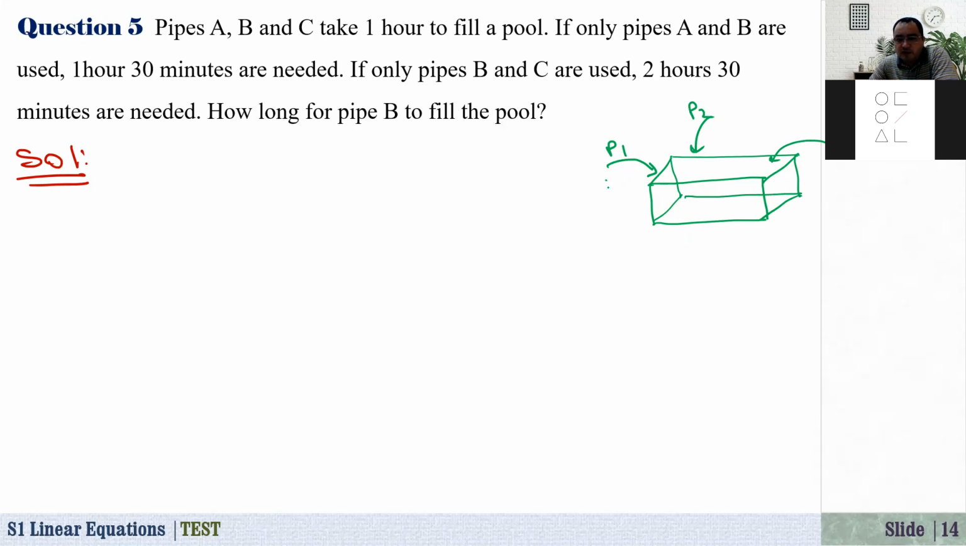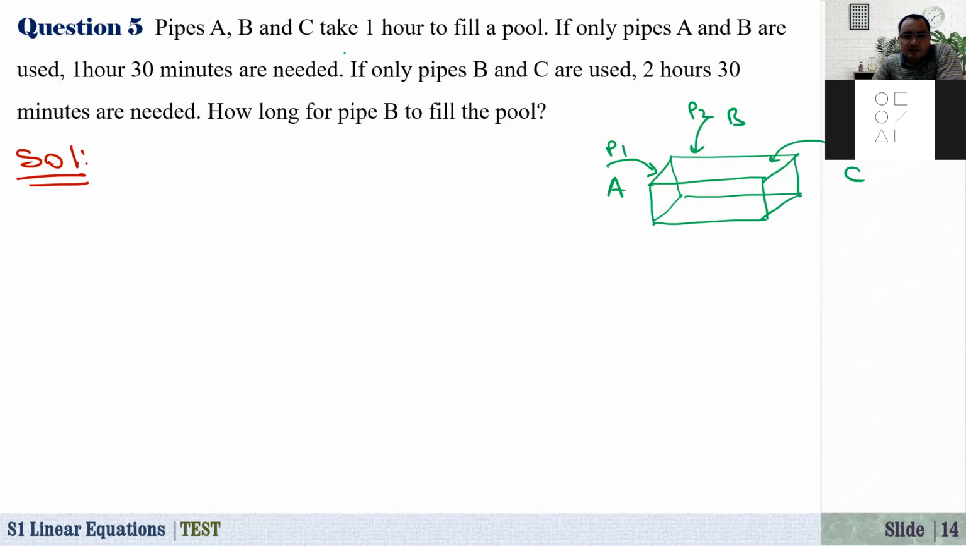Let's say the rate of pipe 1 is R1, the rate of the second one is R2, and the third one is R3. What does it mean? The rate means that from pipe 1, R1 liters of water pour into the container, or into the pool, in 1 hour. The second one is R2 liters of water into the container in 1 hour, and R3 liters for the third. So now I can write these rates as capital A, capital B, capital C, right?